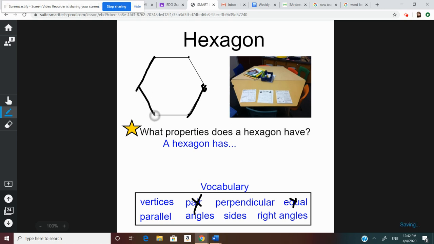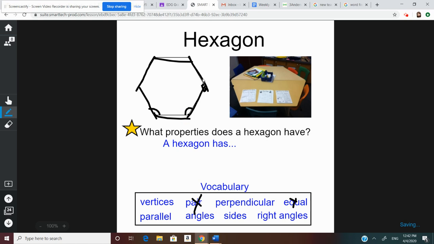So if you look right here, this side is parallel with what side? With this side. And then this side here is going to be parallel with that side. So it actually has 3 sets of parallel sides. Did you get that one right? All right, how many angles did you write down? How many angles does the hexagon have? So a hexagon is going to have 6 angles.